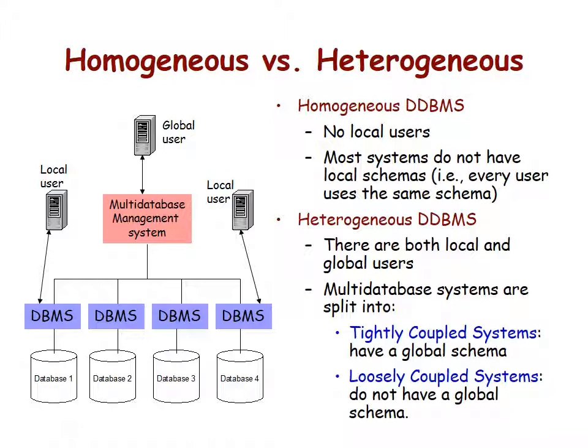So this diagram here shows the high-level architecture of a heterogeneous multi-database system. Most homogeneous systems do not have local schemas. Every user uses the global conceptual schema. In other words, there are no local users. In contrast, a multi-database system supports two kinds of users, local users and global users. Global users access databases at multiple locations, whereas local users use only their own local database.